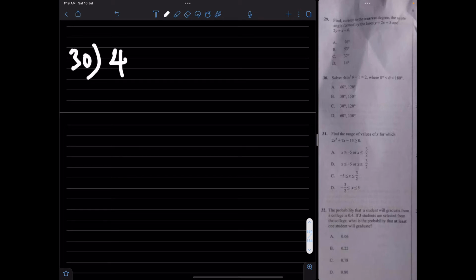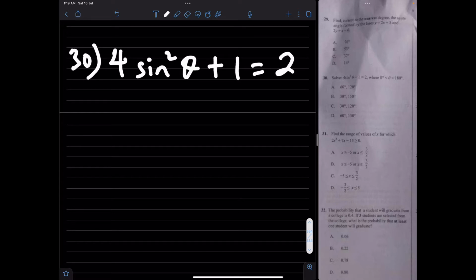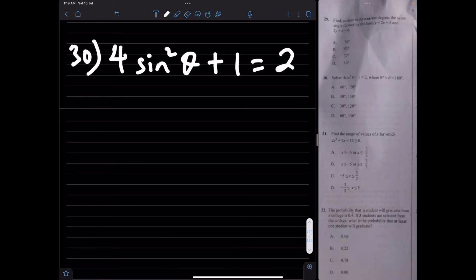Solve 4 sine squared theta plus 1 equals 0, where 0 degrees is less than theta less than 180 degrees. That means theta is between 0 and 180 degrees.